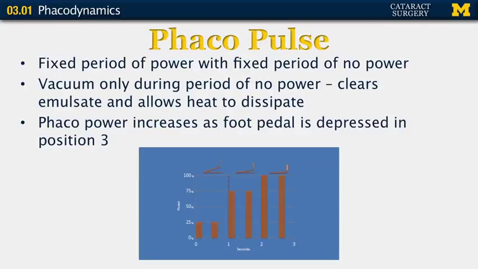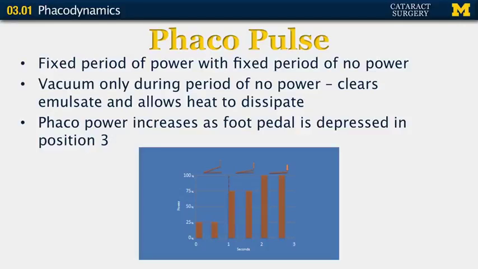The other forms of phaco modification are all going to involve a period of off power alternating with a period of phaco on power. And this is beneficial because it allows a vacuum only to be applied during the period when no phaco power is applied. This allows the emulsate of the nuclear fragments to be removed and allows heat to dissipate when there's no phaco energy being applied. So let's talk about phaco pulse, which is one of these ways where phaco energy can be alternated with on and off periods.